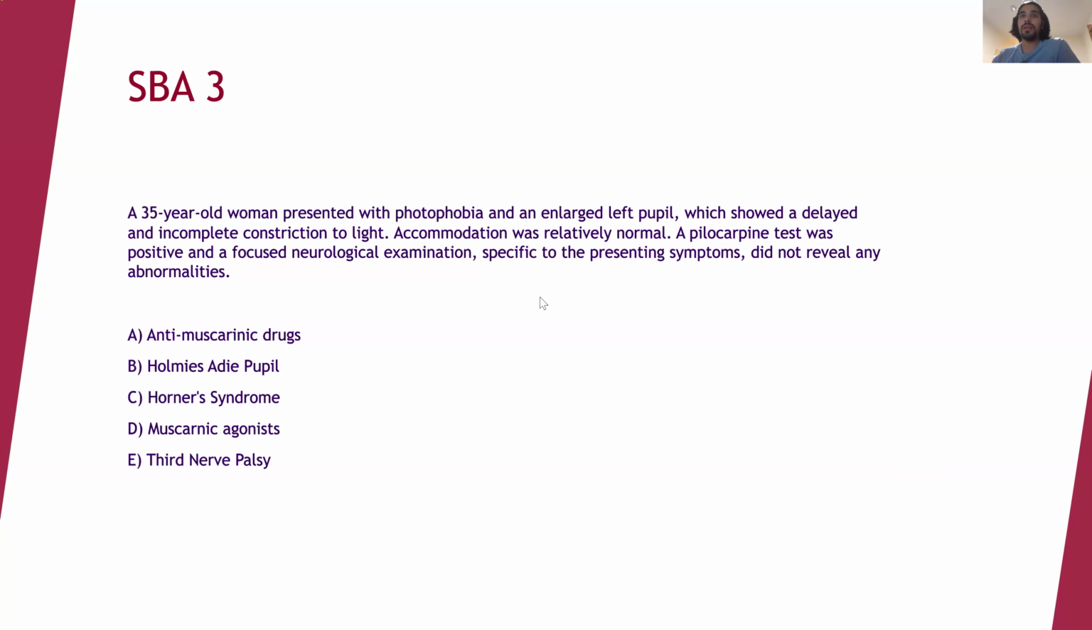Okay, and this is what we just talked about. So this is Holmes-Adie pupil. It's not going to be Horner syndrome because that doesn't have the triad we talked about, the ptosis. This is an enlarged pupil. Horner syndrome will have miosis, so the smaller pupil. It's not third nerve palsy because like we talked about, the down and out eye is what will give it away, but there is none of that here. So there's that 35-year-old woman with an enlarged pupil.